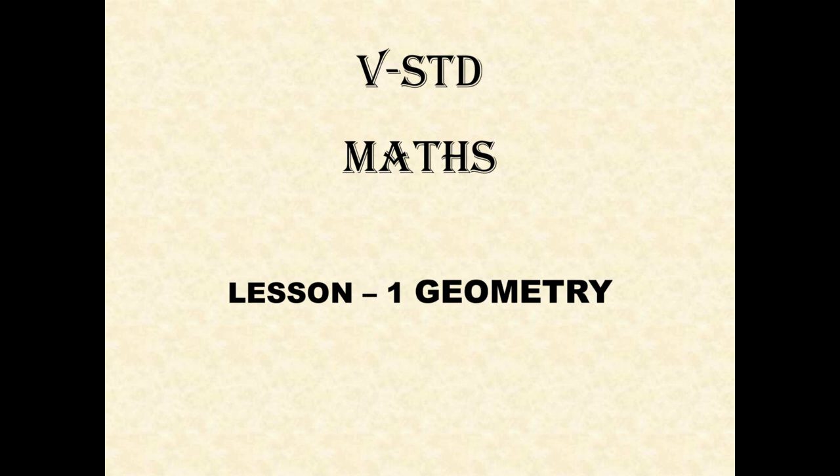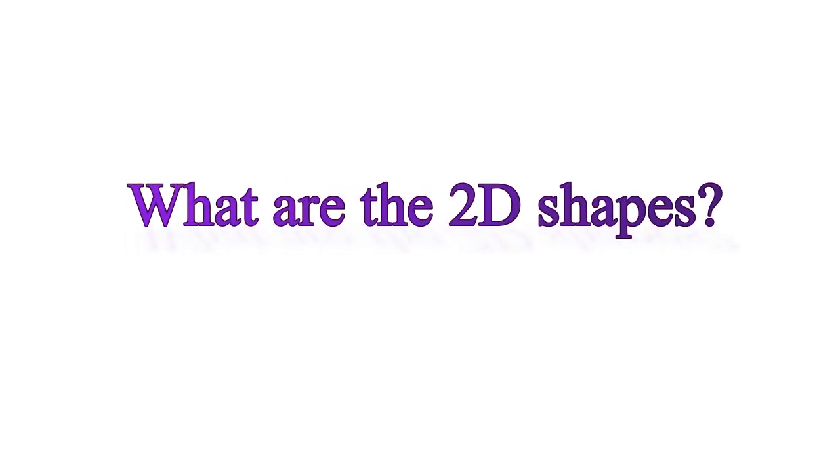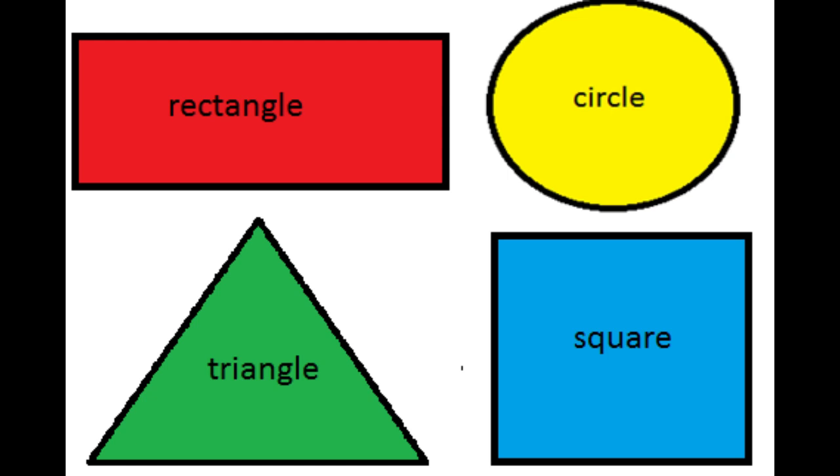Now I am going to teach you lesson 1 geometry. Before getting into the lesson, let me ask you some questions. What are the 2D shapes? Yes, your answer is correct. Square, rectangle, triangle, circle. These are called 2D shapes.